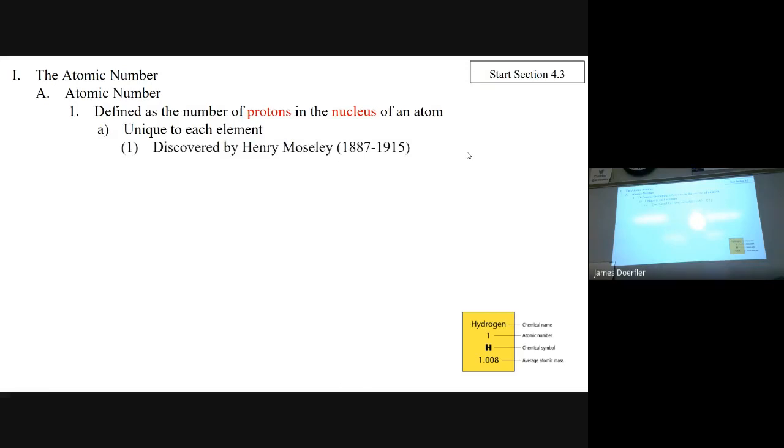If you start to manipulate and remove or add protons, you are simply changing the identity of the element, and that is a big no-no a lot of times. A big no-no. Unless you're talking radiation, which we will in section 4. But for now, you don't want to mess around with protons. So the atomic number was discovered by Henry Moseley.